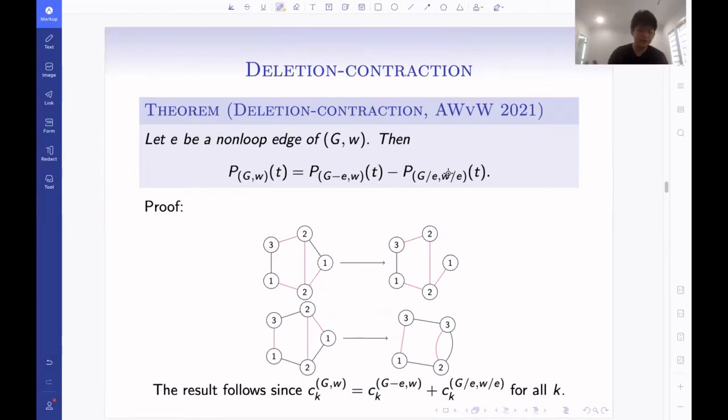So what's the proof of this? Well, remember each coefficient c_k is the sum over all k-component spanning forests of this weight function on that forest. And the k-component spanning forests of G^W which don't use the edge e are in bijection exactly with the k-component spanning forests of G delete e, which don't use the edge e, so that's all of them. And moreover, this bijection preserves all vertex weights, which means that the weight of each forest here just maps exactly to the weight of each forest here.